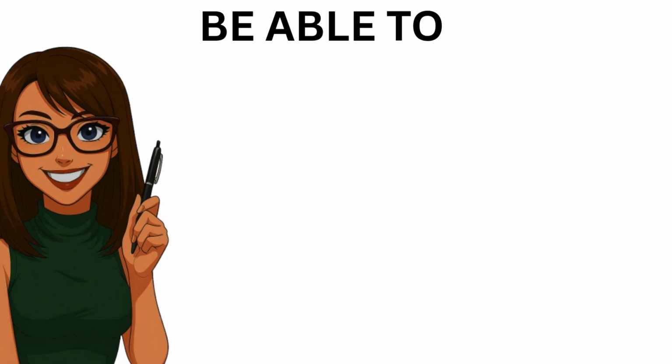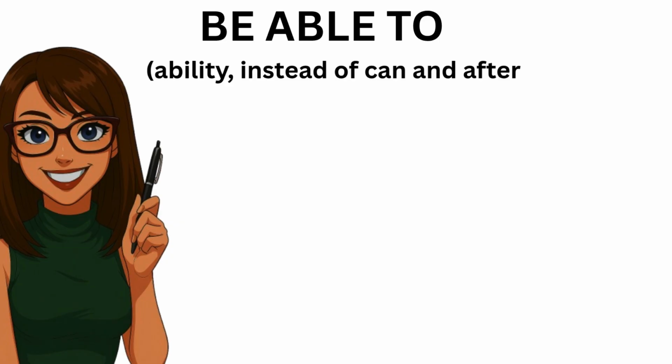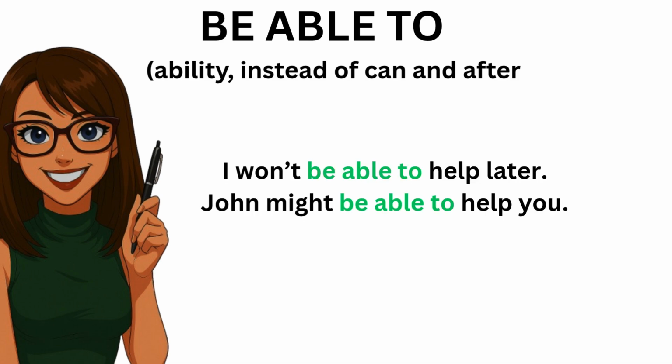Be able to. We use this semi-modal to talk about ability. We use it instead of can and after may, might, should and so on. I won't be able to help later. John might be able to help you.